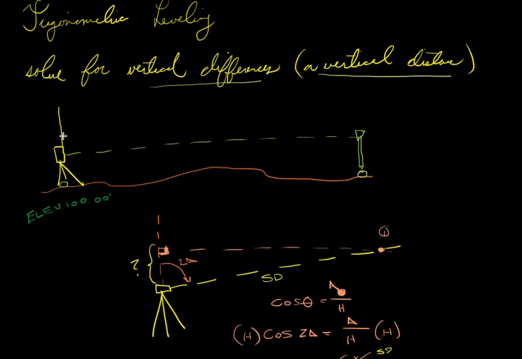Right, if this is a horizontal line, and this is 90, we want this distance right here. What's that distance? But we have the elevation down here, so we're going to have to add this distance, the distance from the survey marker to the height of the instrument.